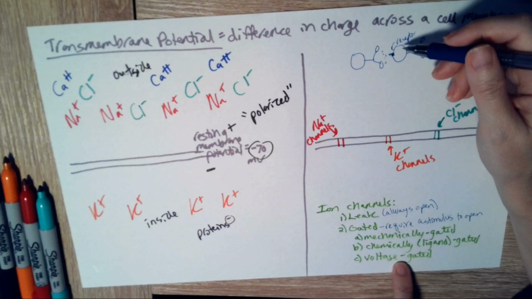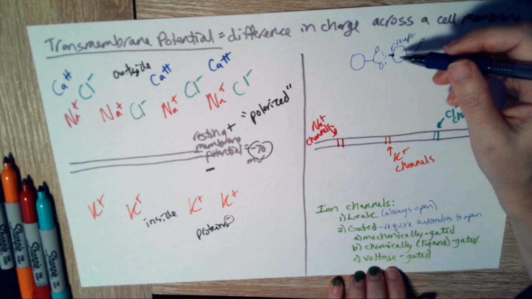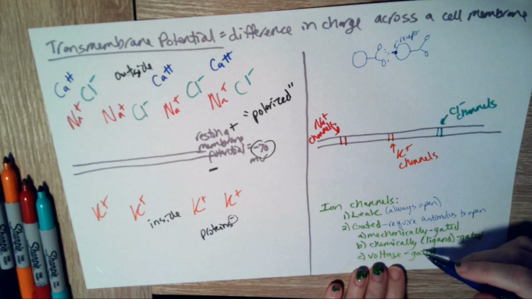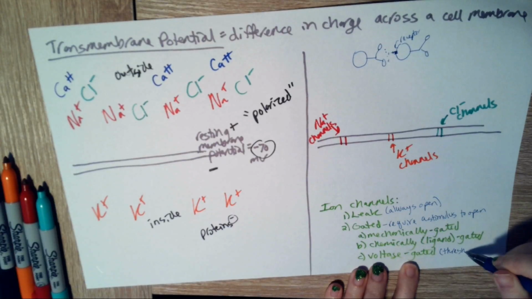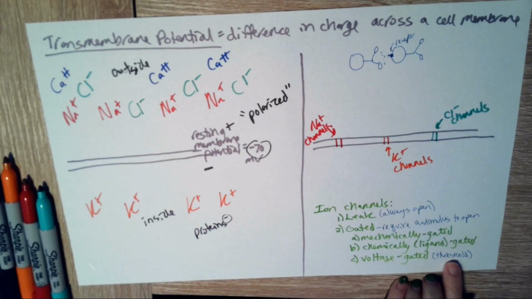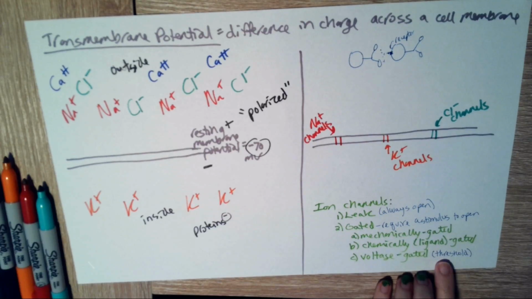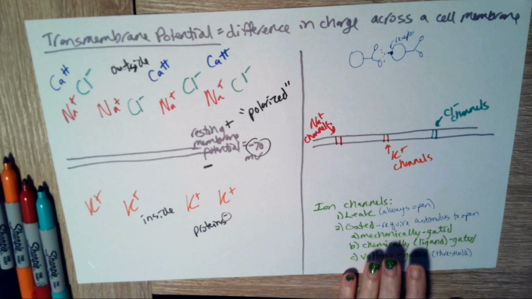Then we also have voltage gated channels, which we will get into the details of later, but these require a specific electrical stimulus called threshold. So it has to be a strong enough electrical stimulus, which is called threshold. It's a very specific number for each voltage gated channel. And if you get that electrical stimulus, you'll open that channel.